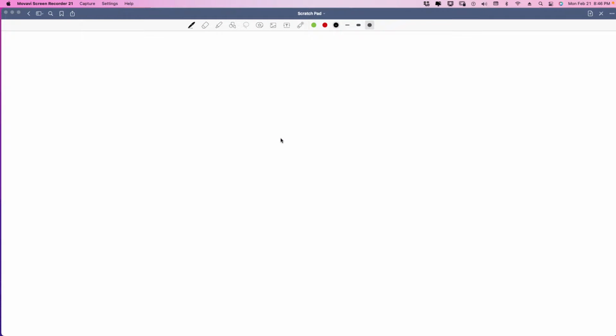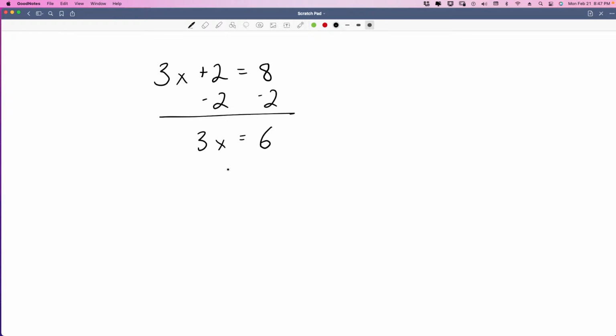Up until now, the equations that we've solved have had the variable only on one side. Like, for instance, 3x plus 2 is equal to 8. So we would subtract 2 from both sides, and we would find that 3x is equal to 6. And then we would divide both sides by 3 and find that x is equal to 2. So up until now, this is what we've been experiencing, just one variable on one side of the equation.